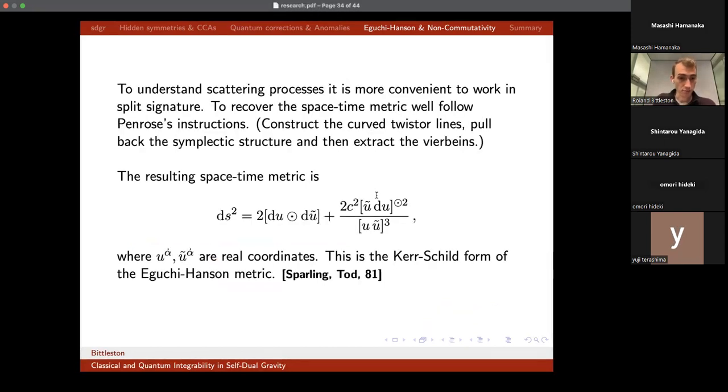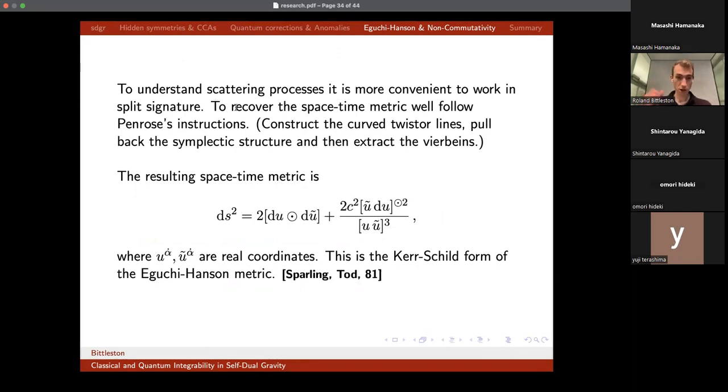I want to understand this hidden symmetry algebra on this curved background. And to do that, if we really want to think about amplitudes, it's natural to work in split signature, so we don't have to use complexified momenta. So from now on, I'm going to work in split signature. There's another reason to work in split signature, which is the metric can be written in a slightly simpler form in split signature. It can be written in a Kerr-Schild form, which is much more convenient for computations.